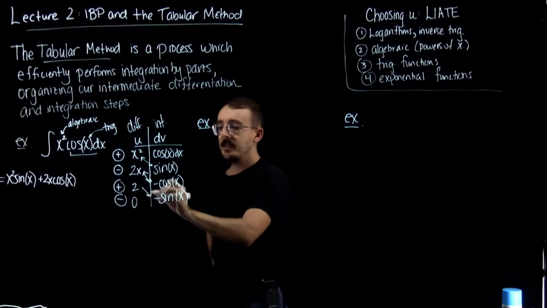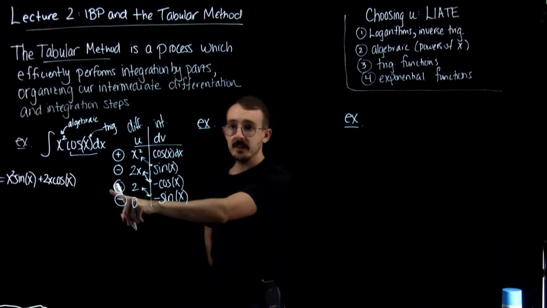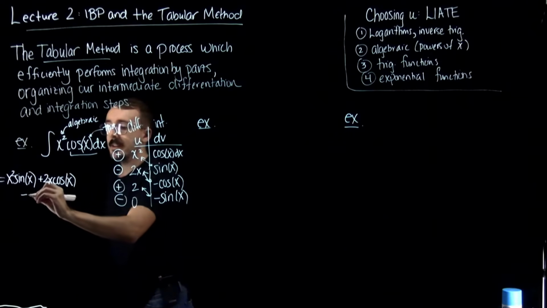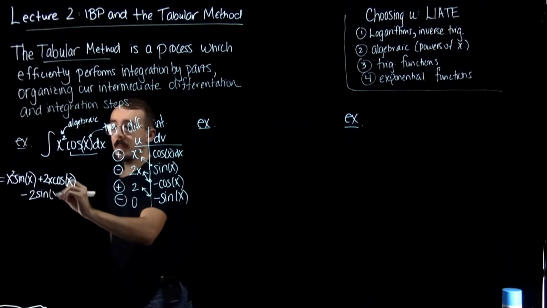I'm going to go down to my third diagonal here. It switches to a plus now. And I have 2 times negative sine x. So overall, that's going to be a negative. It's going to be negative 2 sine x.